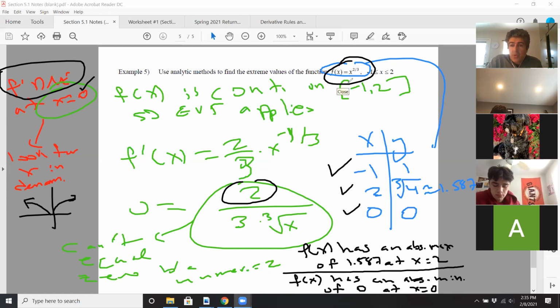And by the way, sometimes your critical points could be decimals. I could have chosen an endpoint that was not an integer. It doesn't have to be whole numbers.